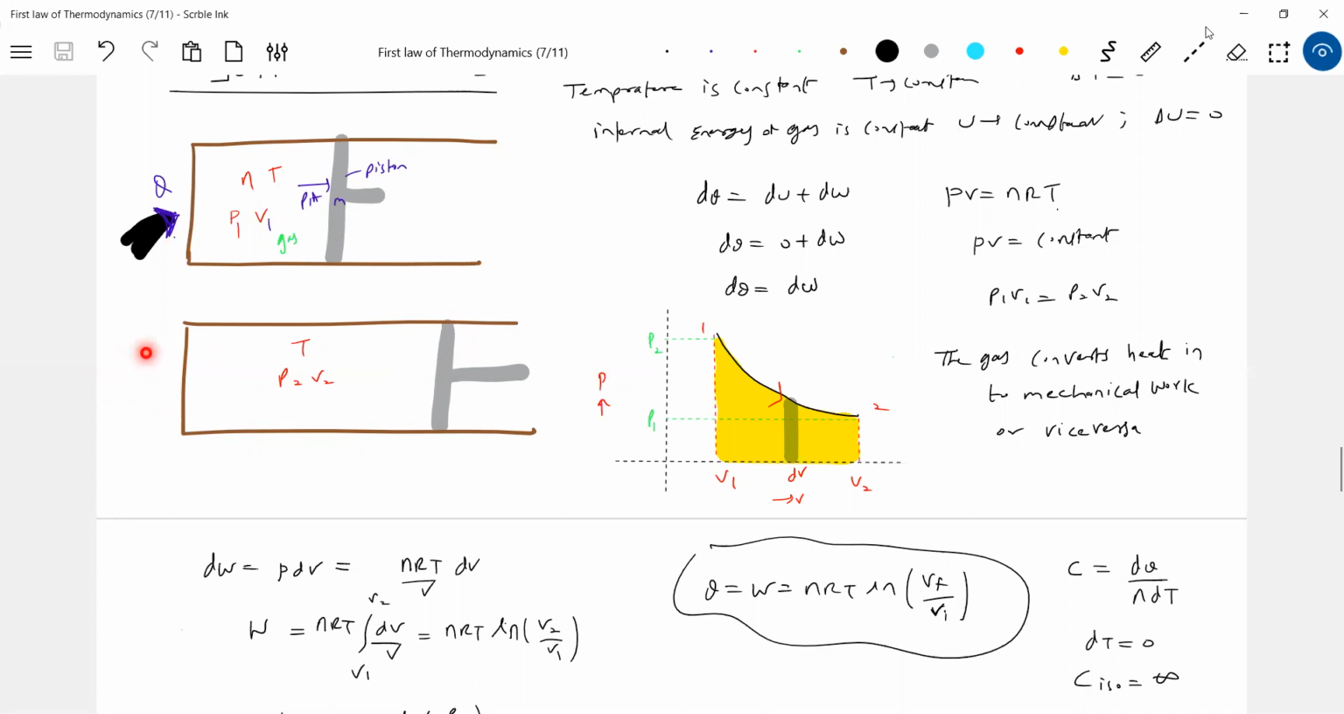Suppose it is winter and the water is cold. I want to take a bath early in the morning, so I need hot water. Shall I use this mechanism? I will move the piston and do mechanical work. The gas will convert mechanical work into heat. That heat will be given to the cold water, and it will become warm or hot. I will take a hot water bath.